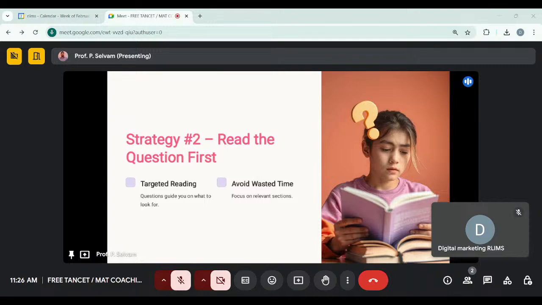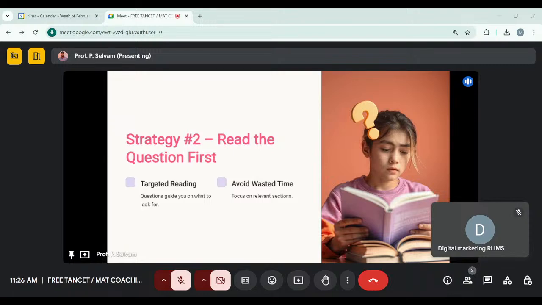So as I have told, read the question first. Targeted reading: questions guide you on what to look for. When you read the question, it will help you understand which part of the message given in the first paragraph is important for you.